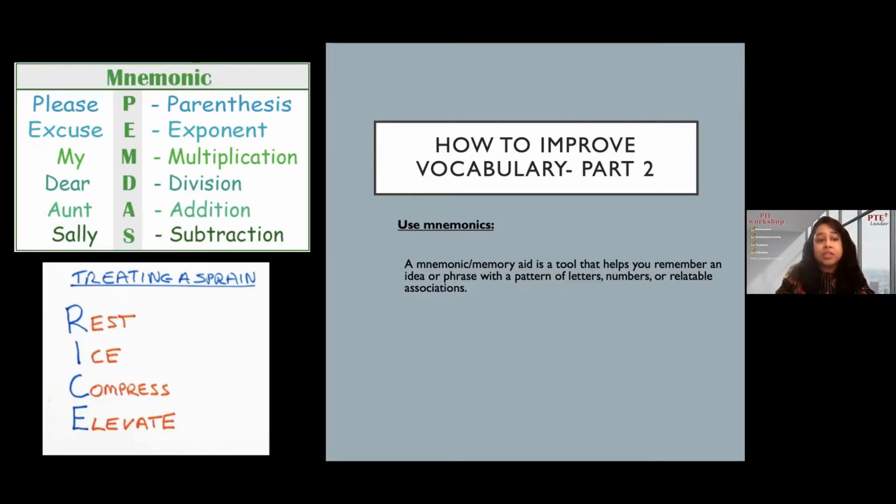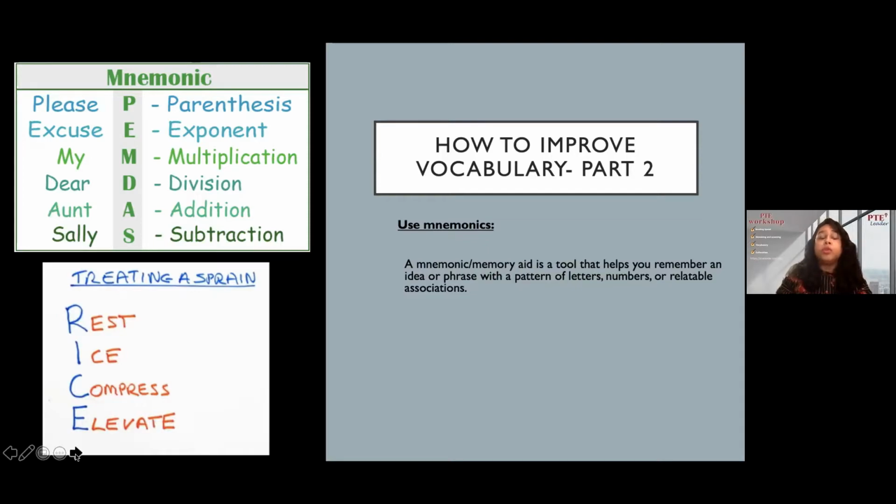And then just remember what each letter stands for. P stands for parentheses, for example, M for multiplication, something like that. If you really struggle to remember all these concepts, just remember this sentence, please excuse my dear Aunt Sally. For each first letter, you will remember the concepts of mathematics. So this sentence can be your mnemonic too. This strategy is not only useful for English, but also in any subject area to remember anything that you are struggling with. Now, for English, obviously, you're going to use mnemonics.